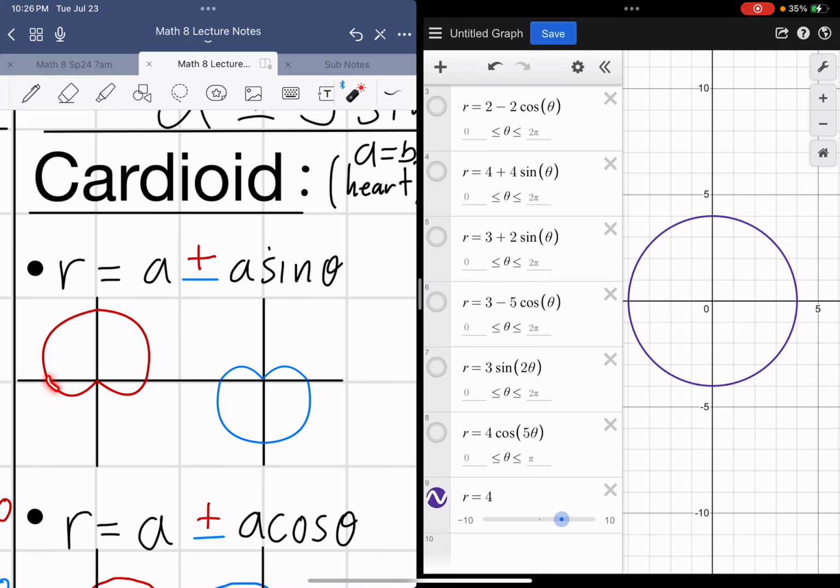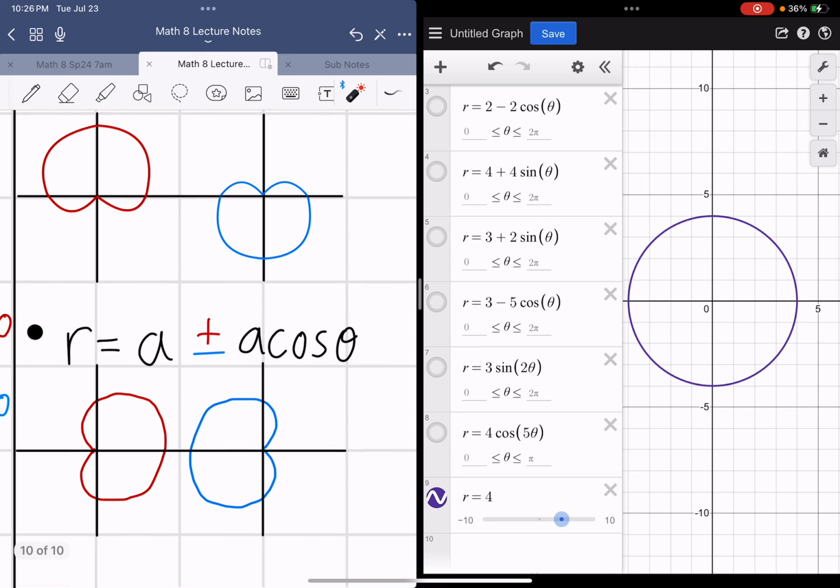If you notice, if there's a positive between that constant term and the trig function, that cardioid or that heart looks like it's pointing in that positive direction. But it still does have this sort of curve heart shape. If it's negative, it points in the downward direction. And for cosine, same concept. If it's positive, points out in the positive direction. If it's negative, it points in the negative direction.